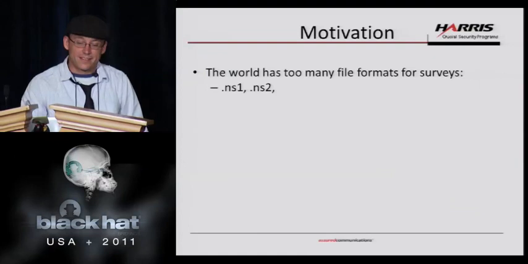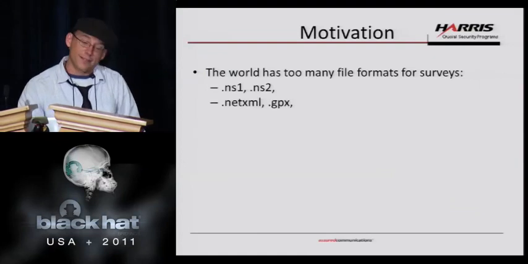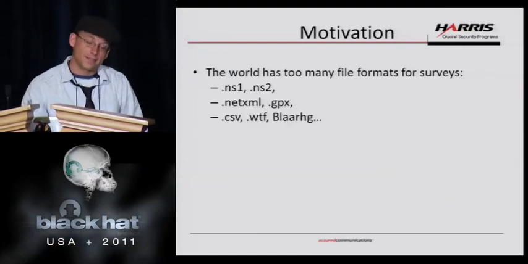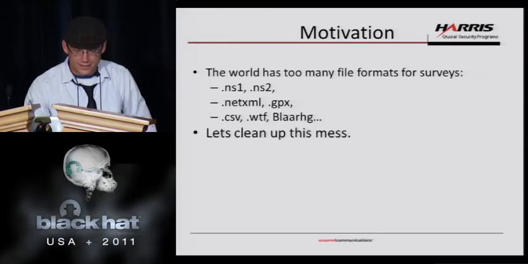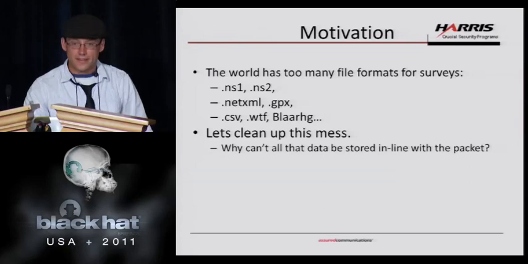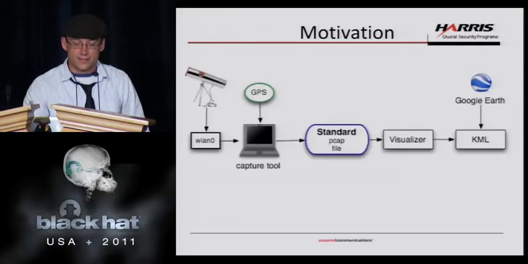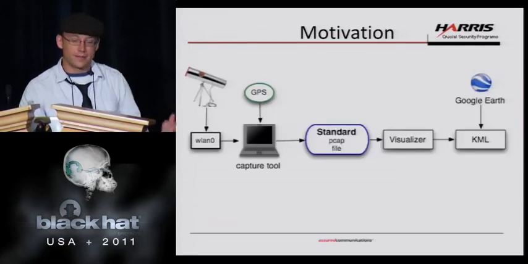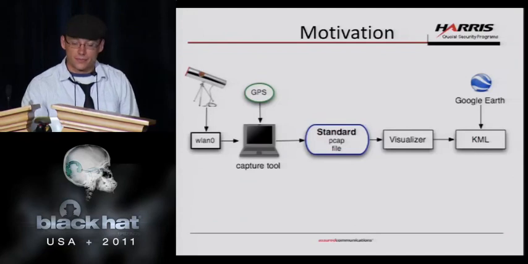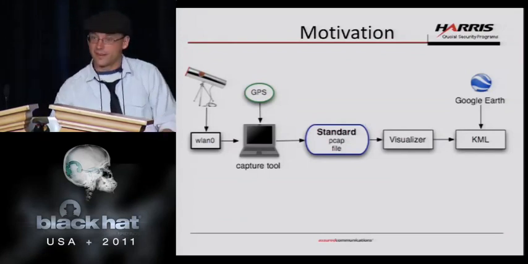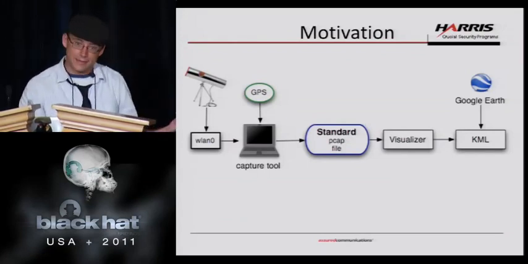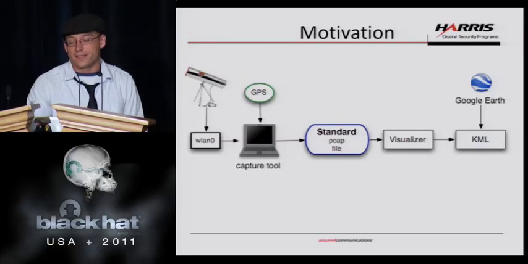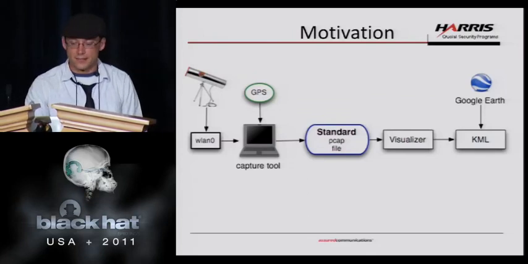So the motivation, like I said, the world has too many damn file formats. NS1, NS2, .xml, .gpx, CSV, WTF, I hate them all. Let's clean this up. Why can't all that data be stored in line with the packet? So in this case, we take all this information about the antenna, the GPS, everything we know, run it through the capturing tool, Kismet, whatever, generate a standard PCAP file, which we have all these tools that already know how to parse. Wireshark, Scapy, everybody knows what a PCAP file looks like. Take that through a visualizer and then the KML.